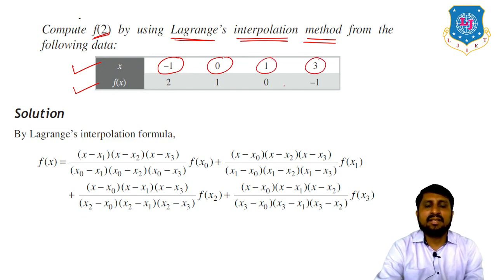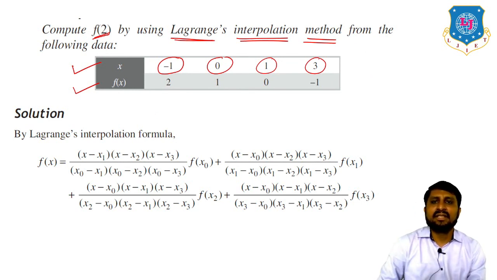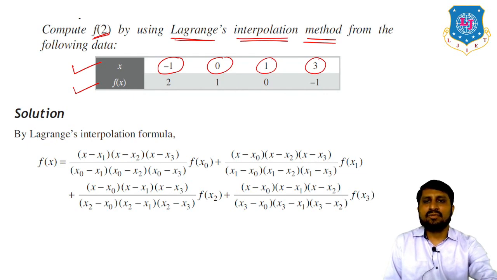Here you can see that it is unequal interval, because the difference between minus 1 and 0, that is 1. The difference between 0 and 1, that is also 1. But the difference between 1 and 3, that is 2. Okay, clear? So unequal interval, clear? The value of f of x is already given. Now I want to solve this example.